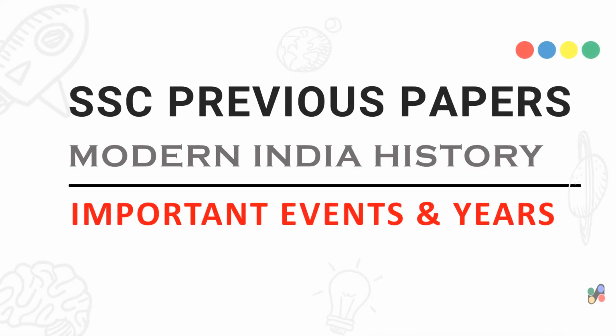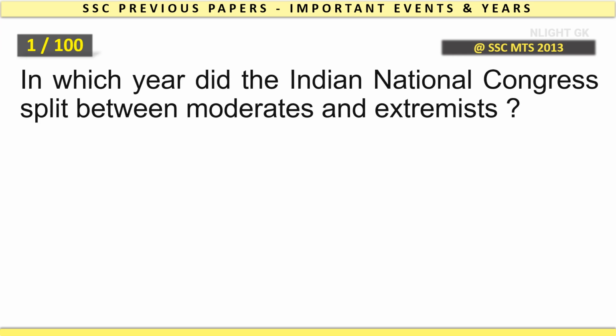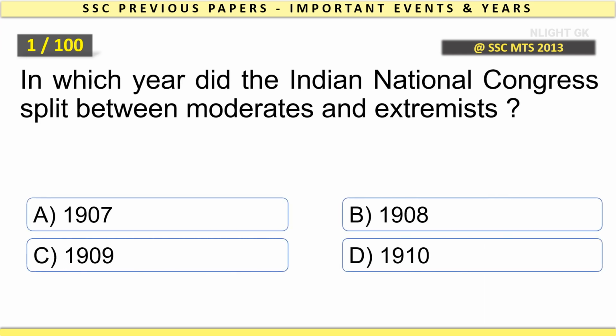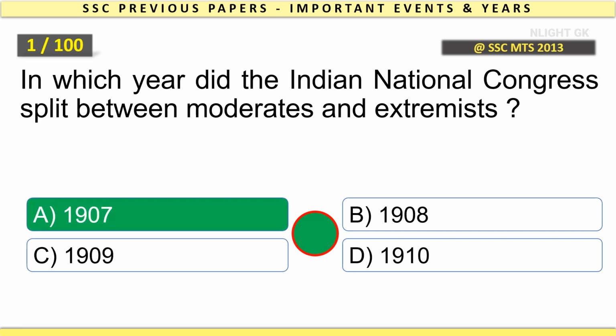In this video, you will be watching important events and years from modern India history. All these questions are from previous year SSC papers. In which year did the Indian National Congress split between moderates and extremists? In 1907.